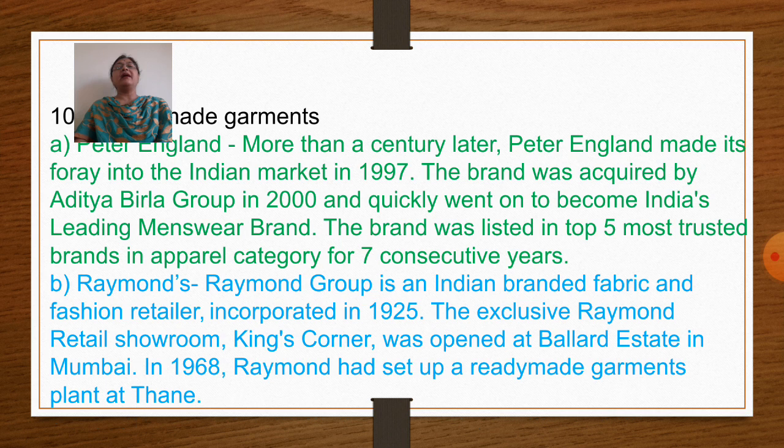Next brand, Raymond's. Raymond Group is an Indian branded fabric and fashion retailer incorporated in 1925. The exclusive Raymond retail showroom, King's Corner, was opened at Ballard Estate in Mumbai. In 1968, Raymond had set up a ready-made garments plant at Thane.